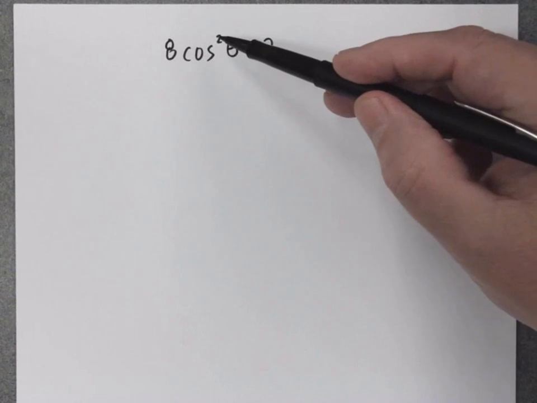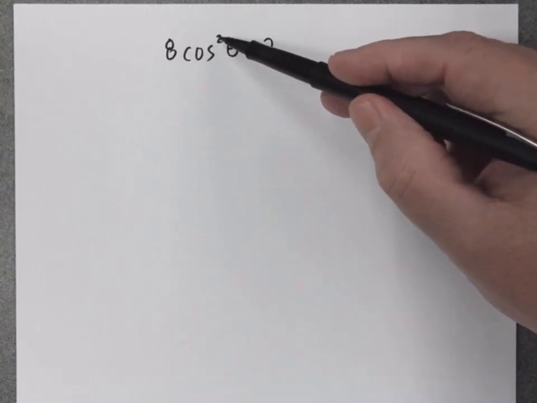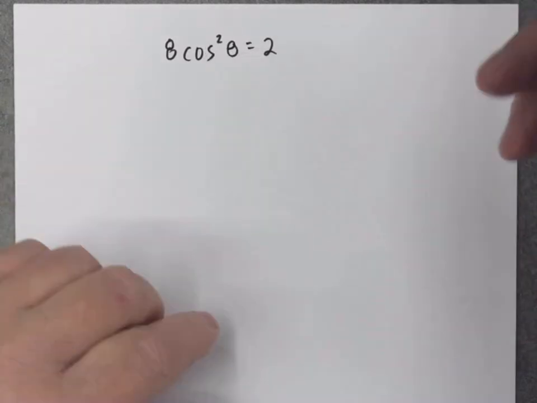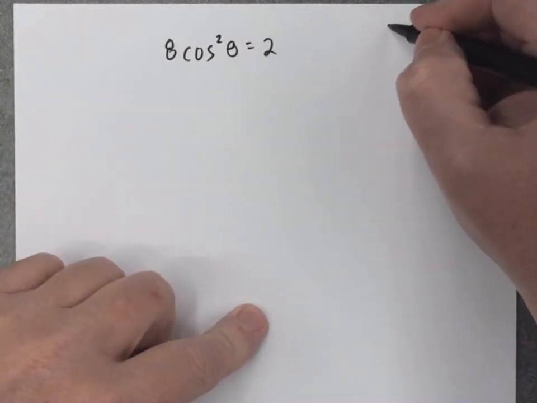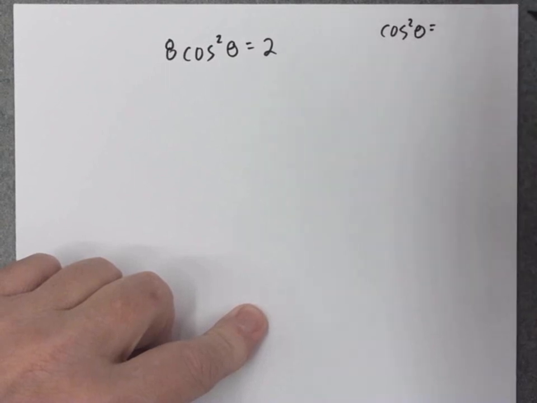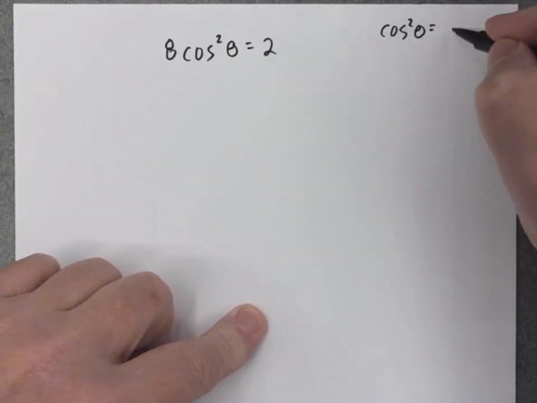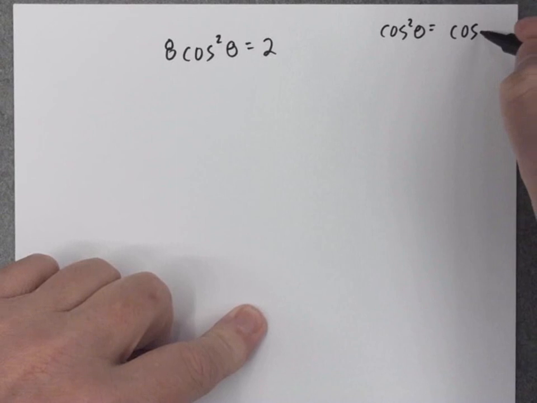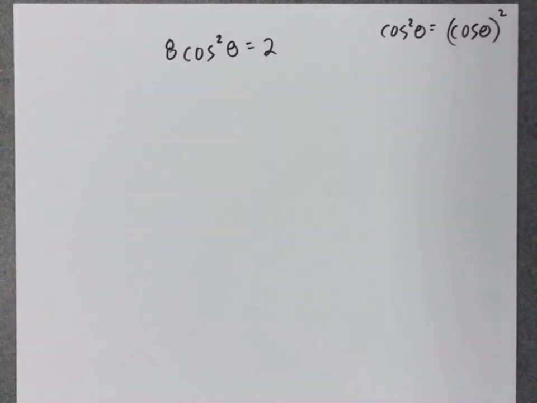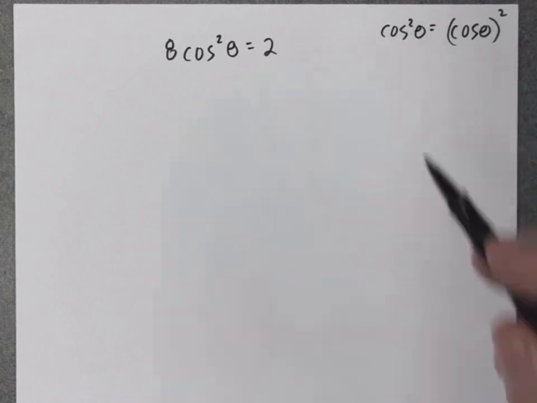When they want to square a trig function, what they do is put the exponent after the trig function. So just to be clear, cosine squared of theta written like this means the same thing as cosine of theta, the whole thing squared. It's just they like to write it like this.